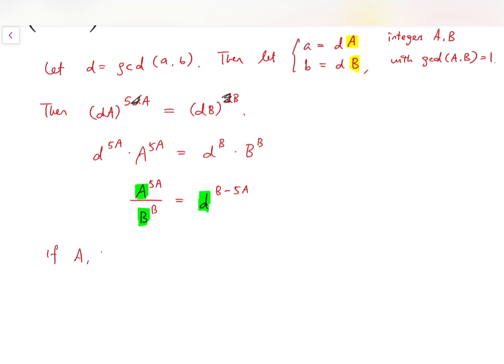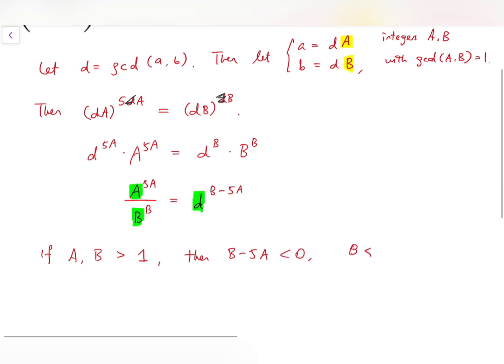The first case is that if both are larger than 1, then the left side will be really a fraction, like not an integer but still rational. Then the only option for the right side is that the exponent big B minus 5 big A is a negative number. So then some kind of reciprocal will occur, and then there's a chance for us to have a fraction. That means B is less than 5 times big A.